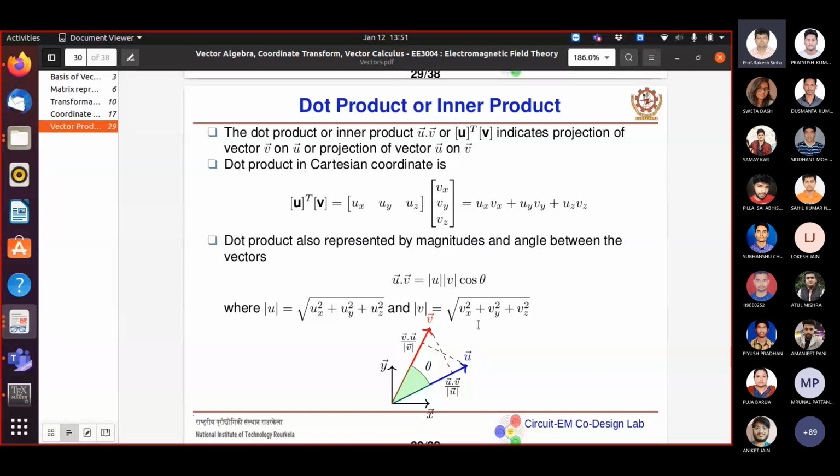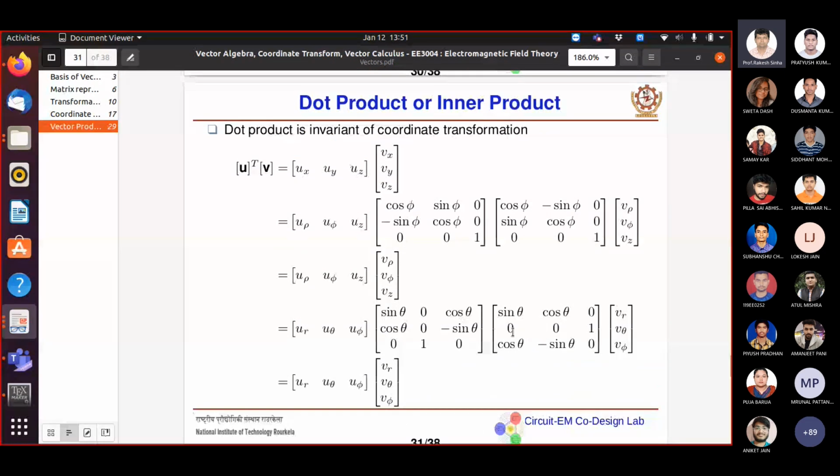Another property is that this dot product or inner product is coordinate transformation invariant. It basically indicates the same thing. Let's say I want to do it in the Cartesian coordinate, it is basically U transpose V. Similarly, if I want to do it in the cylindrical coordinate, that is also U transpose V. And similarly in the spherical coordinate, in that case also it is U transpose V. That's why it is coordinate independent.